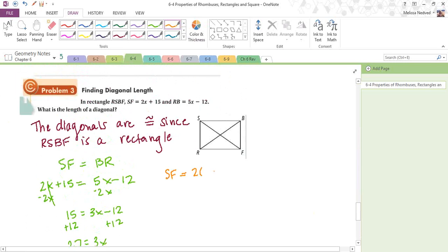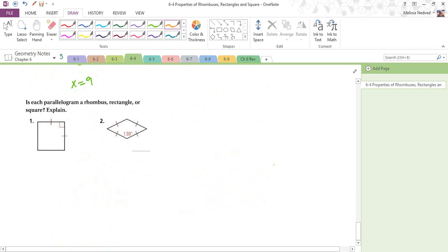We're going to do both just to double check that we've got our work right. So 2, replace x with 9, plus 15. 2 times 9 is 18. 18 plus 15 is 33. So SF has a length of 33. We can do the same for RB just as a really quick double check. Plug in 9 again for x. So 5 times 9 minus 12. 5 times 9 is 45 minus 12. There's that length of 33 again. We've double checked that we did our algebra correctly. So by knowing the diagonals are congruent, we're able to identify the length of each.